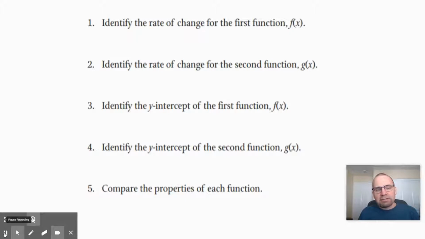Today we're going to be comparing linear functions. We're going to be identifying the rate of change for f of x, then the rate of change for g of x, the y-intercept for f of x, and then the y-intercept for g of x. And then finally, we'll summarize and compare the properties of each function.